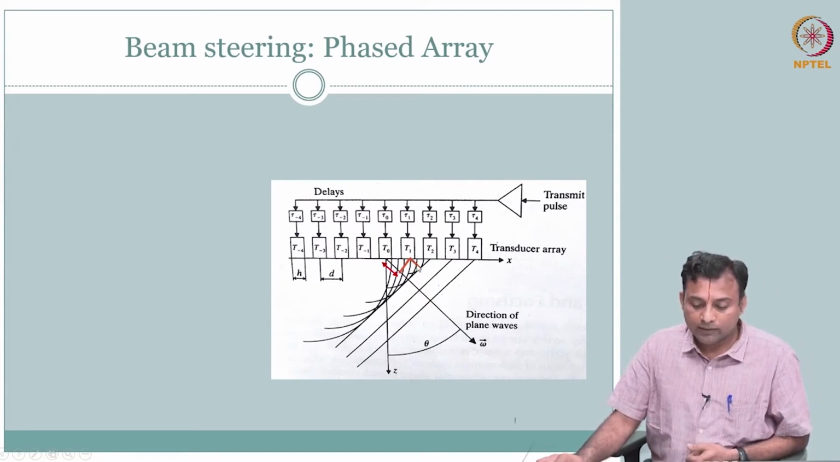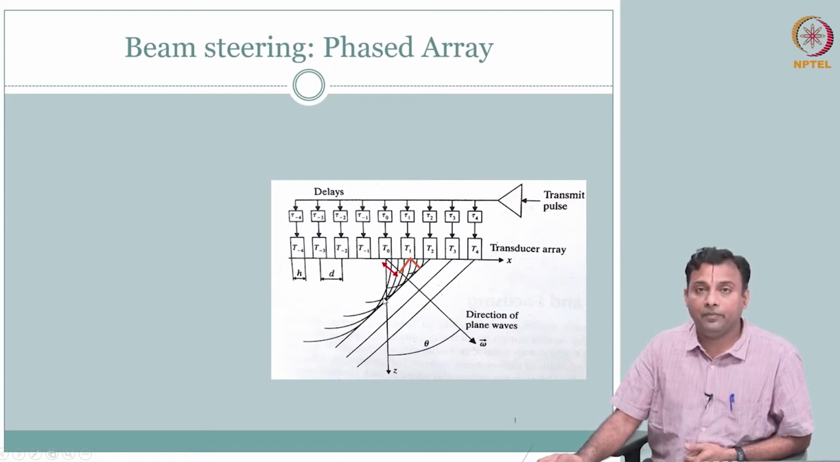So, T1, this is the distance. If you take that, you have a T0. The wave that is excited at T0 has to travel this extra path length so that the waves from T1 and T0 fall in a line. They all arrive at the same time to form a line.